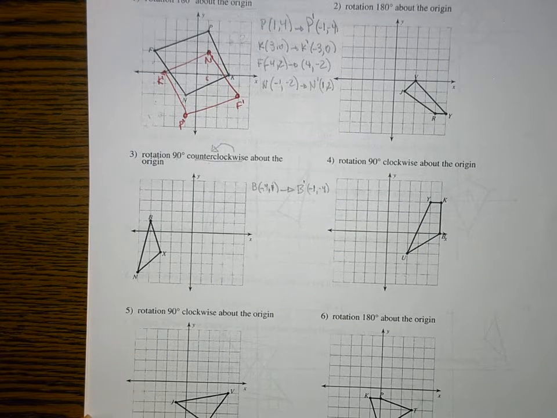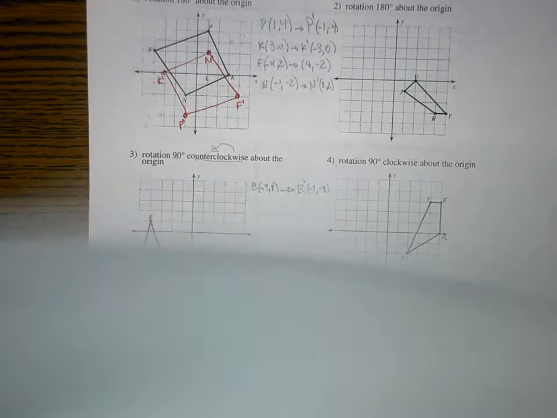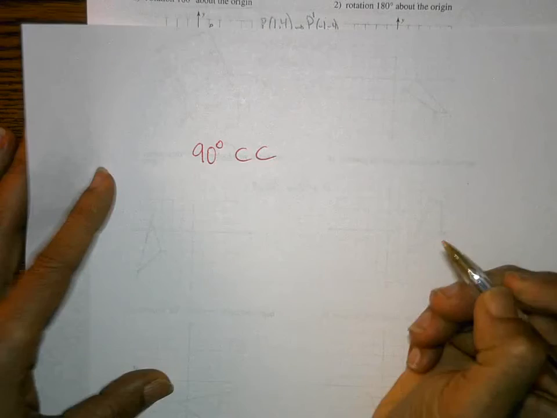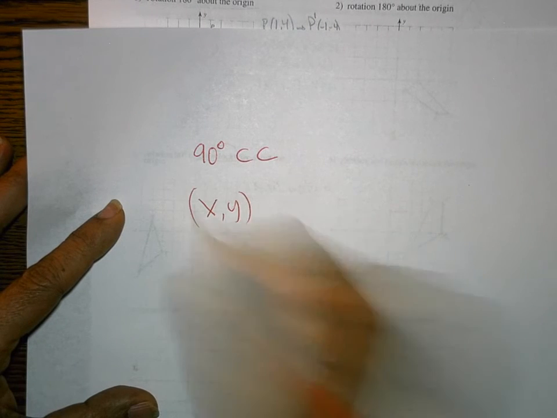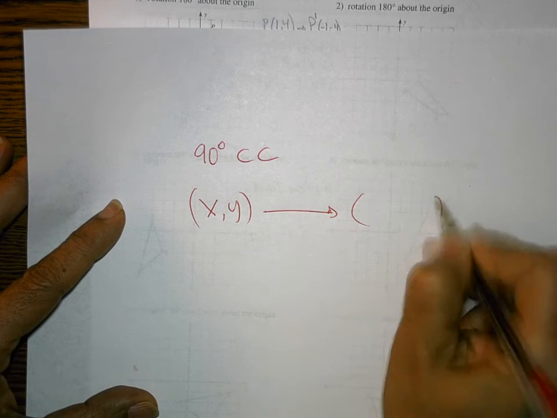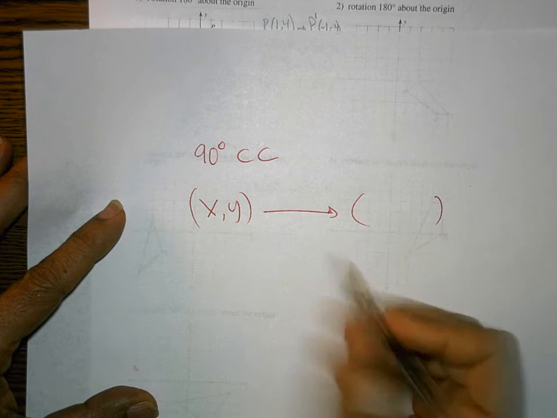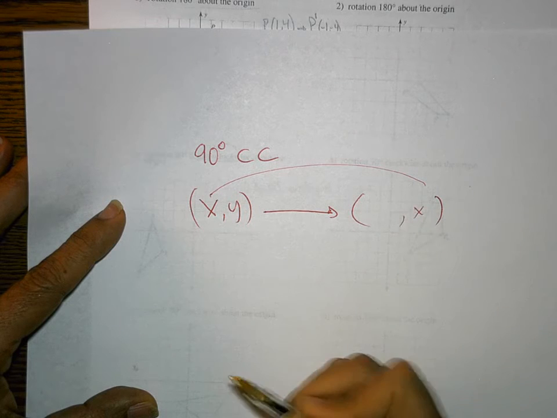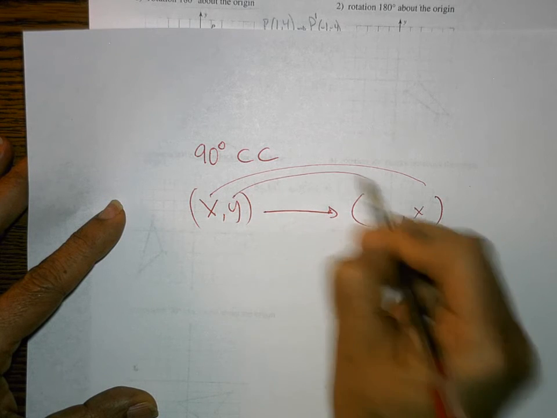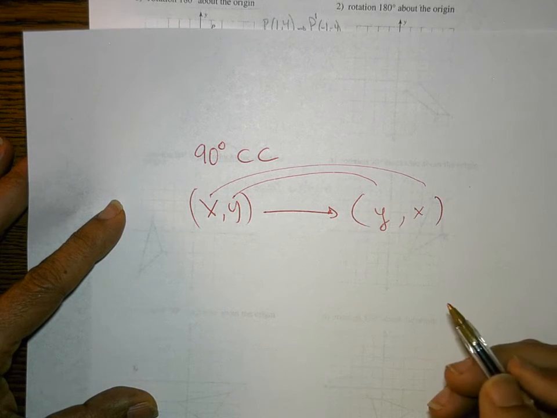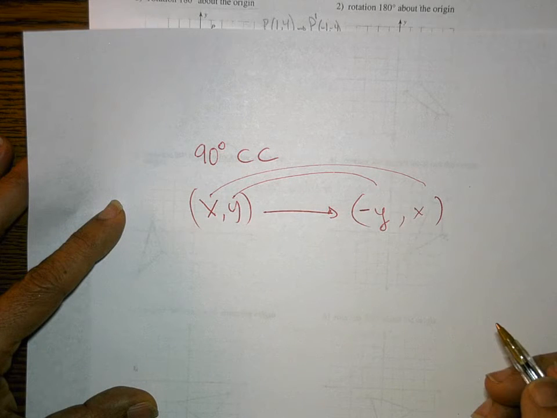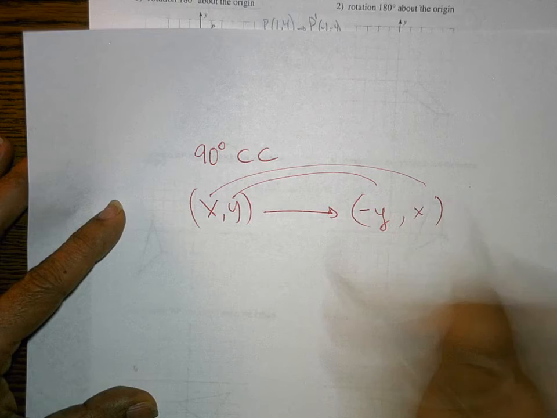Okay? So the rule says, let me write it in the white paper here. If I'm going 90 degrees counterclockwise, pick the point x and y, and to find the rotation, you switch their spot. The x becomes the y value, and the y value becomes the x value, so you switch their spot, but you also need to change the value of the y. Okay, that's what the rule says. So that's exactly what I did here.